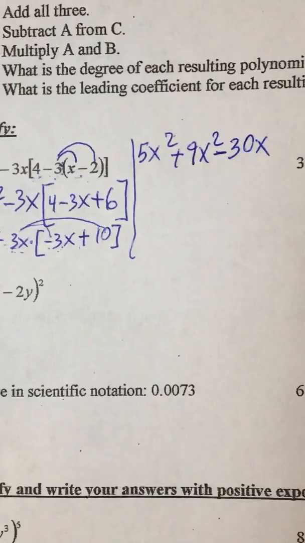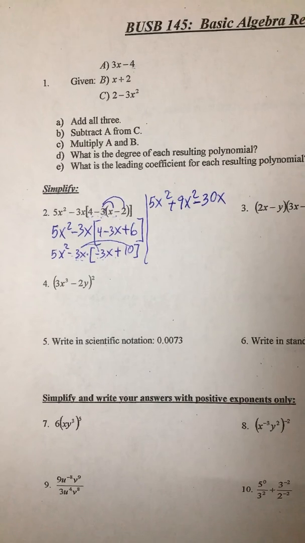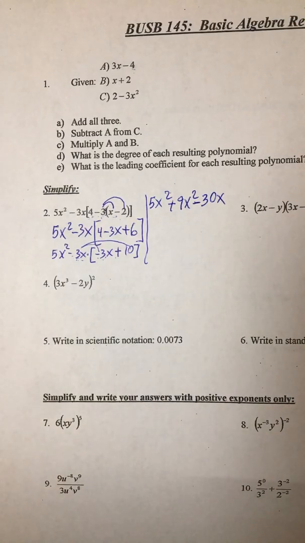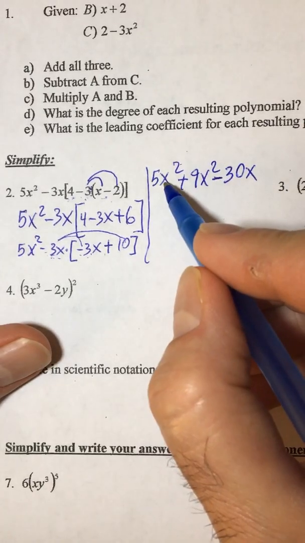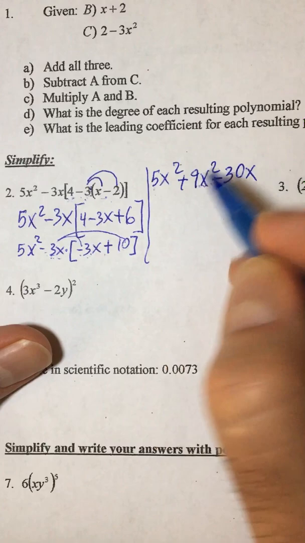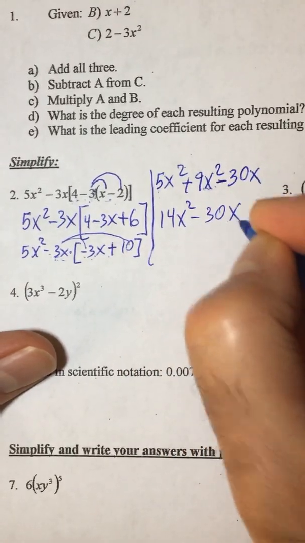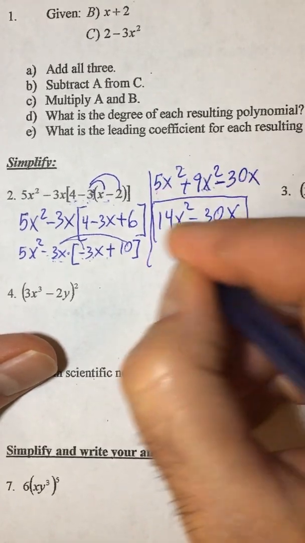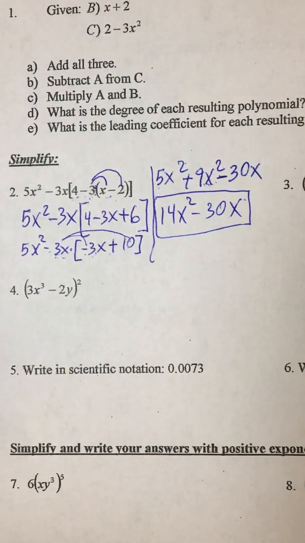Okay, so zoom out a little bit. There we go. So do we have like terms? Yes, we do, because you see x squared and x squared, they're both squared, so I can combine these two. So what's 5 plus 9? 14x squared minus 30x. And that's it. I can't combine these two because that's x to the power of 1, and that's 14x squared.